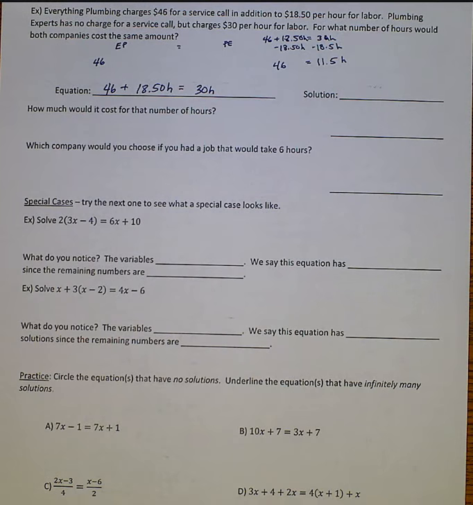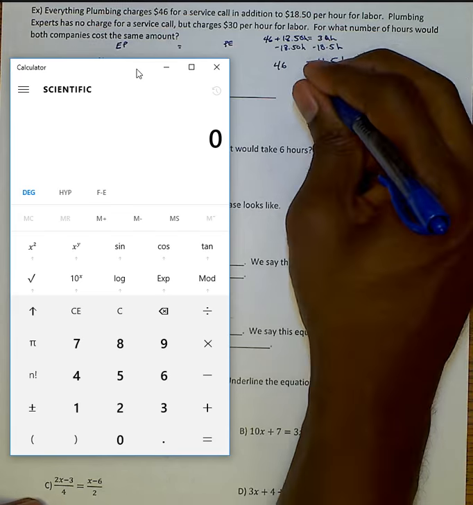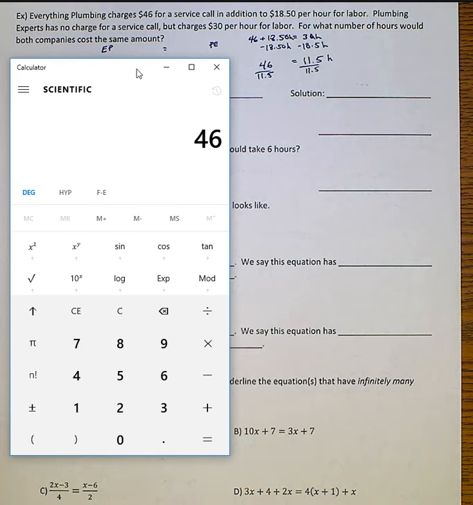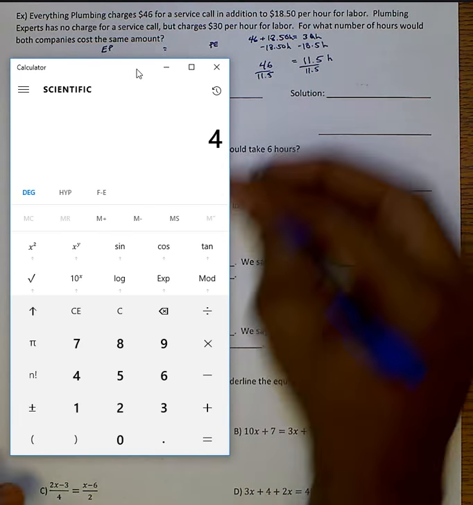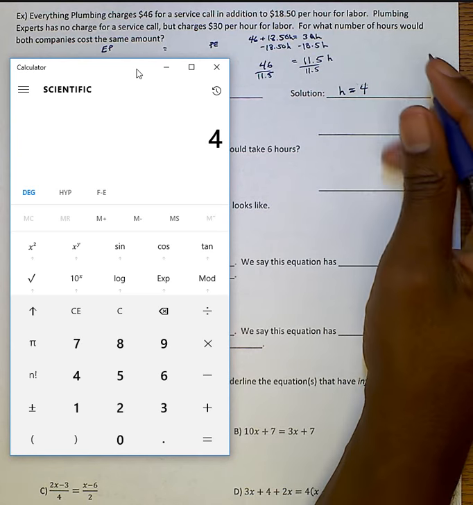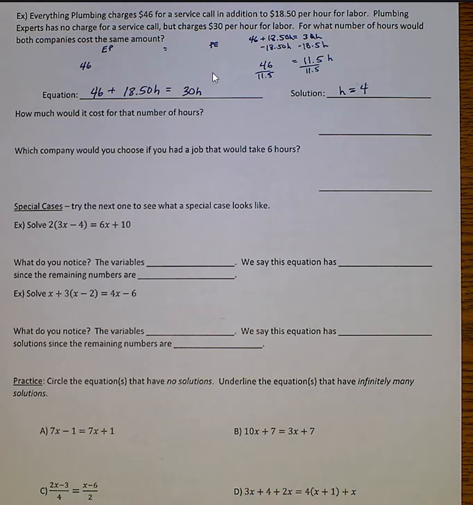Help myself out. Get a calculator up. And so I'm going to divide both sides by 11.5. So 46 divided by 11.5 is 4. After 4 hours, the companies cost the same. Okay. So before 4 hours means you should probably choose Plumbing Experts, and after 4 hours you should choose Everything Plumbing. But I guess you wouldn't know that.